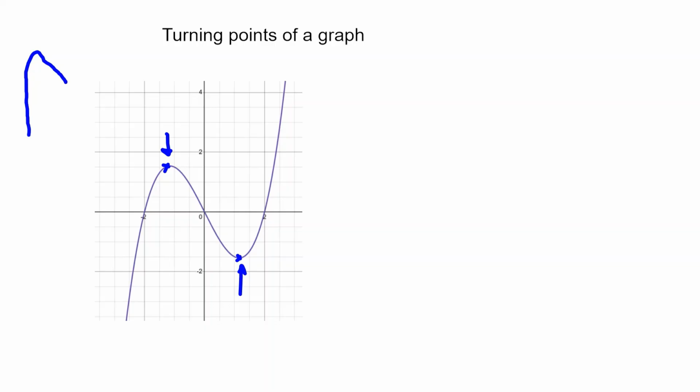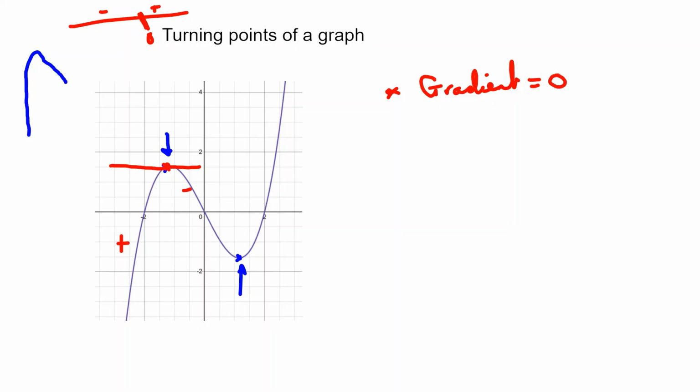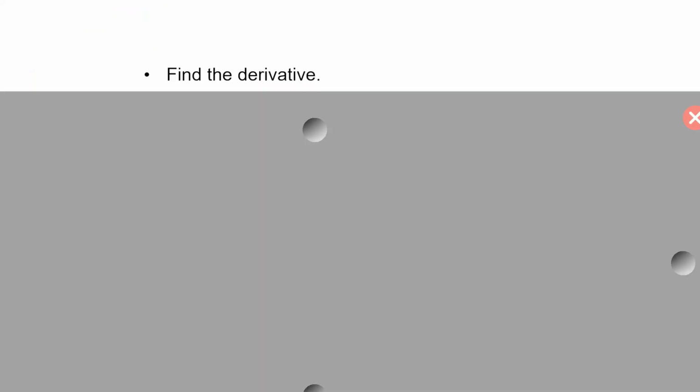And actually, these are when the gradient is 0. So here, the gradient is positive, and after this point, the gradient goes to being negative. So to go from being positive to negative on a graph, we have to get to this point where it equals 0. So a turning point is when the gradient equals 0. And if we can find out the positions where the gradient equals 0, this tells us our turning points. So how do we do that?